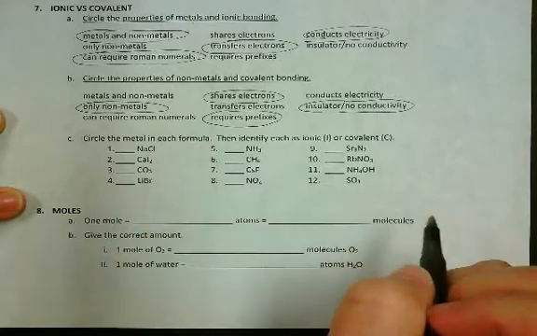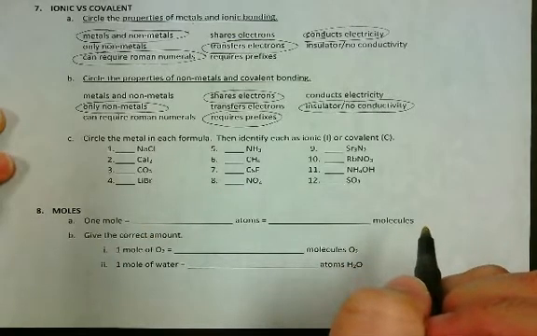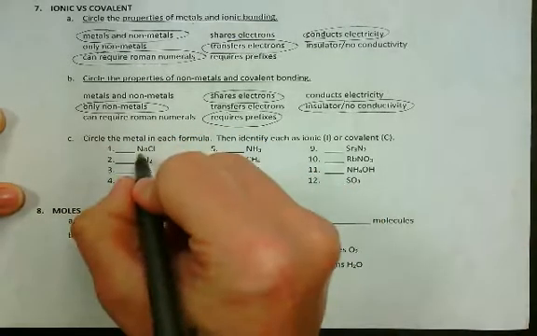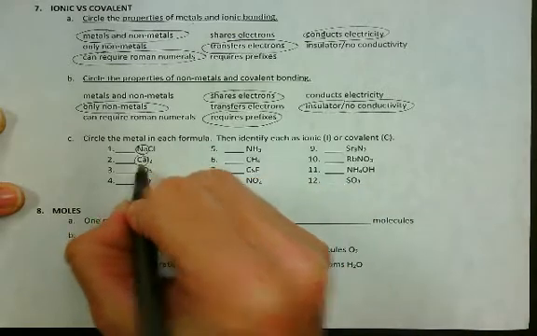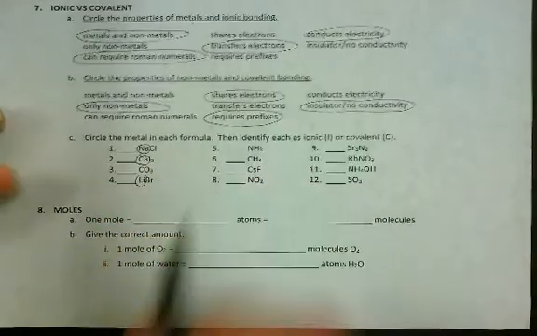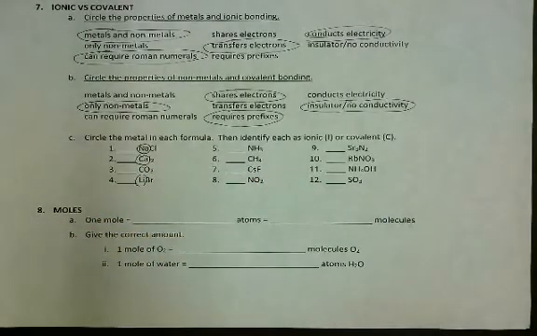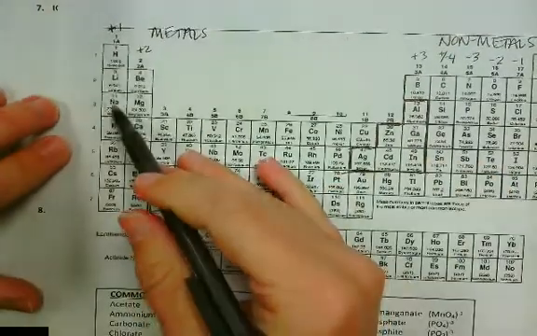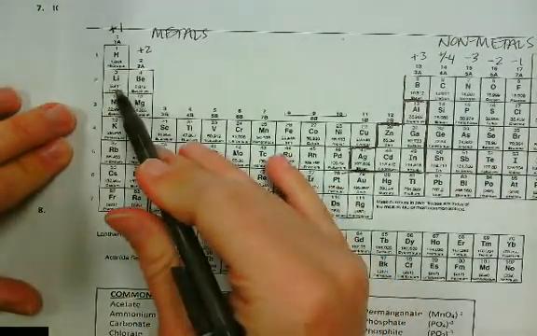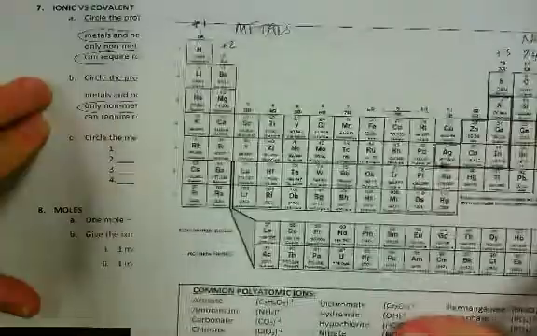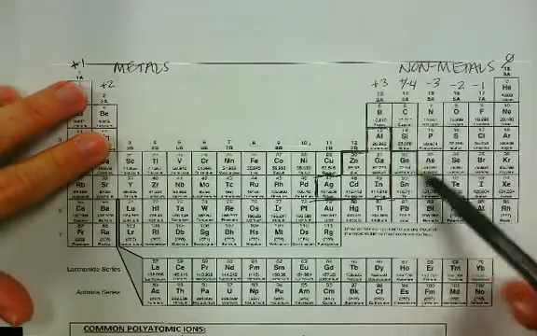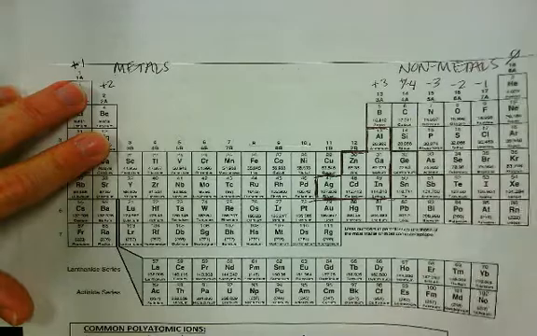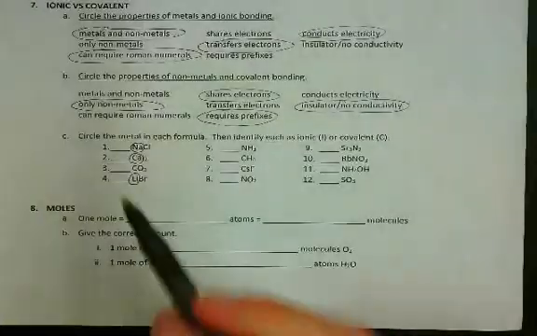It tells us circle the metal in each formula and then identify ionic or covalent. So for this one, we know sodium is our metal. Calcium is our metal. And lithium. And the reason why we know that is because of where they are. So we see sodium, calcium, and lithium. Those are all metals. Now the other one that was listed was our carbon. Carbon is over here. It's to the right of our zigzag, so we know it's a nonmetal. So we don't circle it.